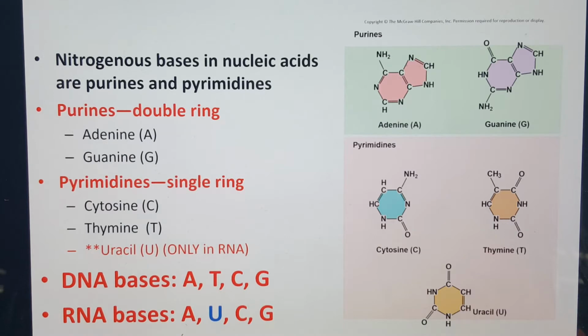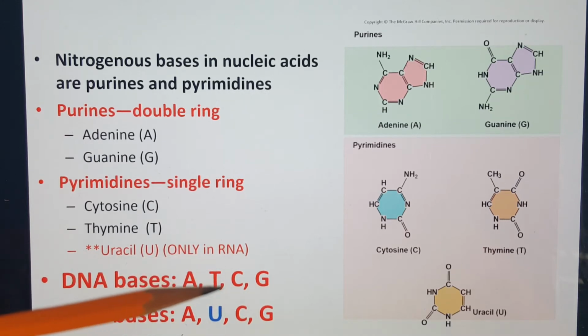They're letter coded: adenine A, guanine G, cytosine C, thymine T, or uracil U. So there's your switch for your RNA. Both have adenine, both have cytosine, both have guanine. The difference is there's thymine in DNA, uracil in RNA.